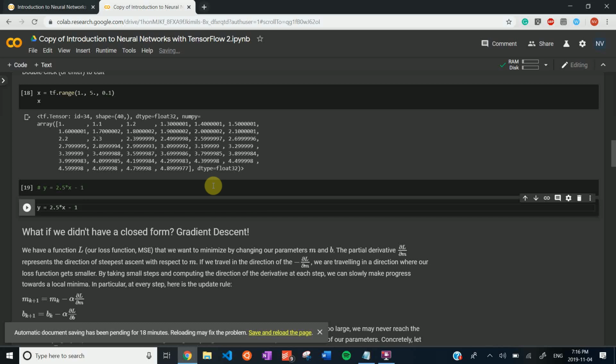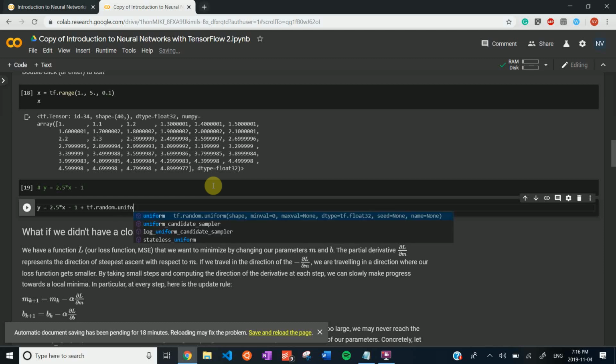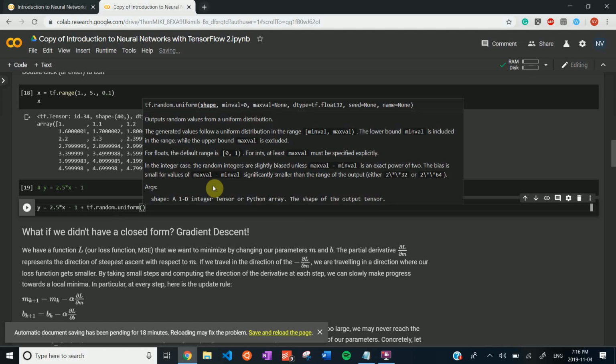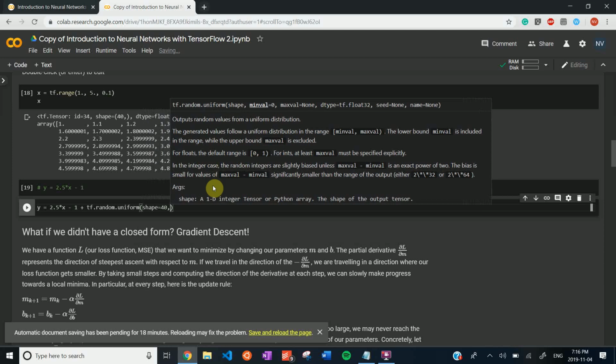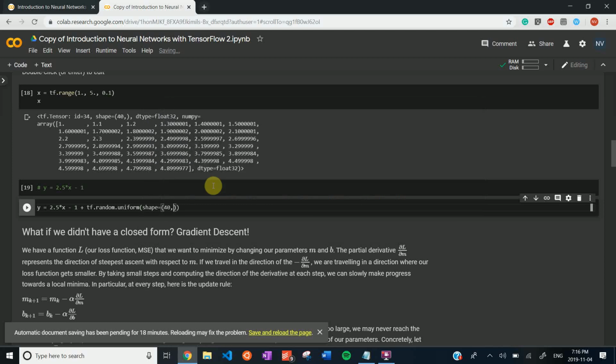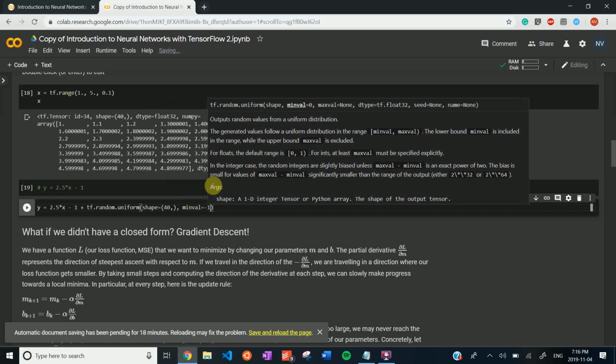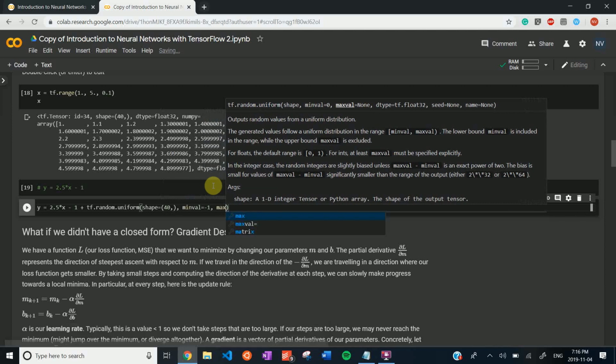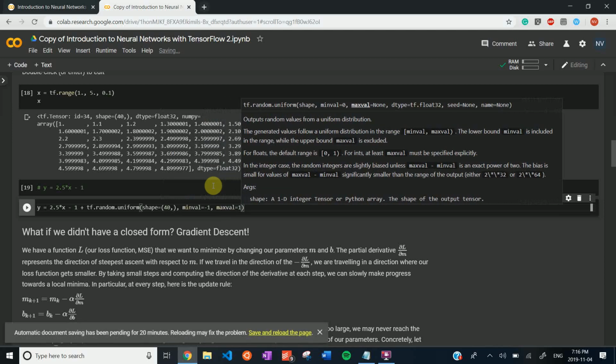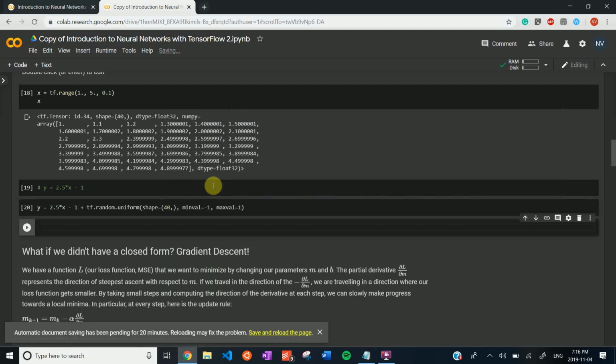Let's also generate some random noise. So we can do tf.random, and we know there are 40 elements in the other one, so we'll do shape equals 40. Min val: basically we wanted to generate values from -1 to +1. Cool, and we can take a look at how these two values compare.